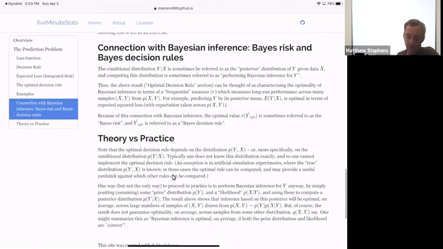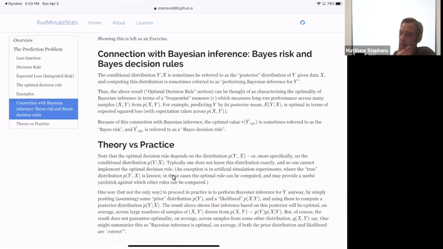This section talks about the connections with Bayesian inference. I've been using some of the phrases from Bayesian inference, but you don't have to think about this in terms of a Bayesian procedure. You just think about applying some decision rule to a sequence of y's and x's generated from some distribution, and under squared loss, the optimal predictor for y is its conditional mean, the conditional expectation of y given x, which in a Bayesian context we would just call the posterior mean, thinking of x as data.